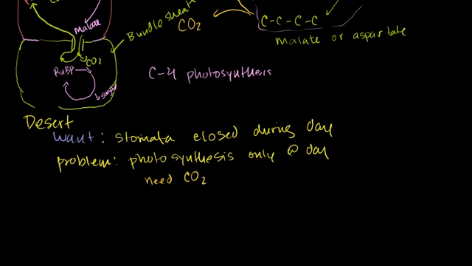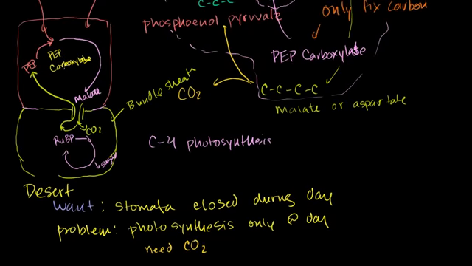If I want to close my stomata during the day, but I need CO2 during the day, how can I solve this problem? What many desert plants have evolved to do is, instead of fixing the carbon in outer cells and then pushing it into inner cells and then performing the Calvin cycle, they do it at nighttime and in the daytime.